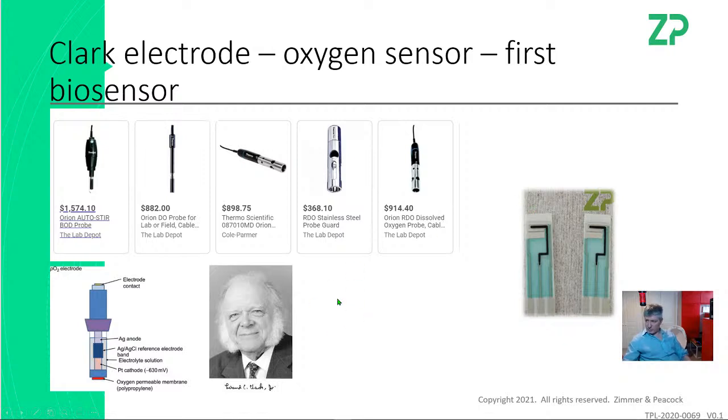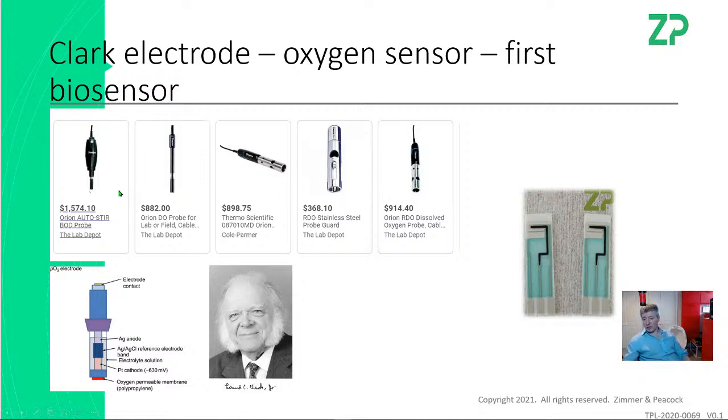I'm going to talk quite quickly. Oxygen sensors were developed originally in 1956 by a guy called Leyland Clark. And I don't think oxygen sensors have actually moved on that much since 1956, apart from what ZP is doing. So when you look at Leyland Clark's oxygen sensors, these are some of them that are on the market today.